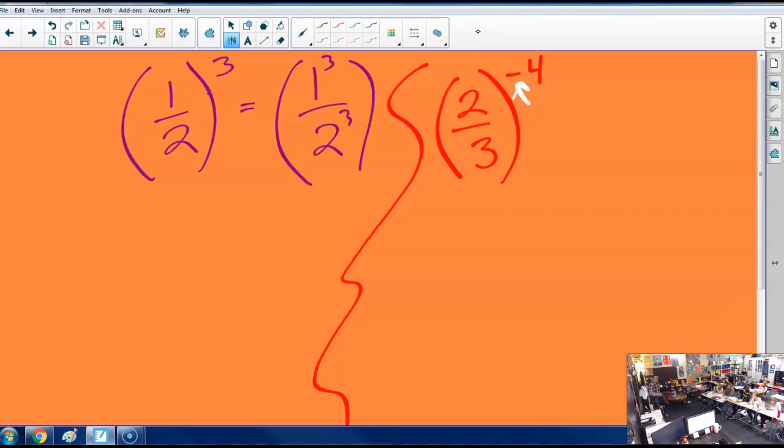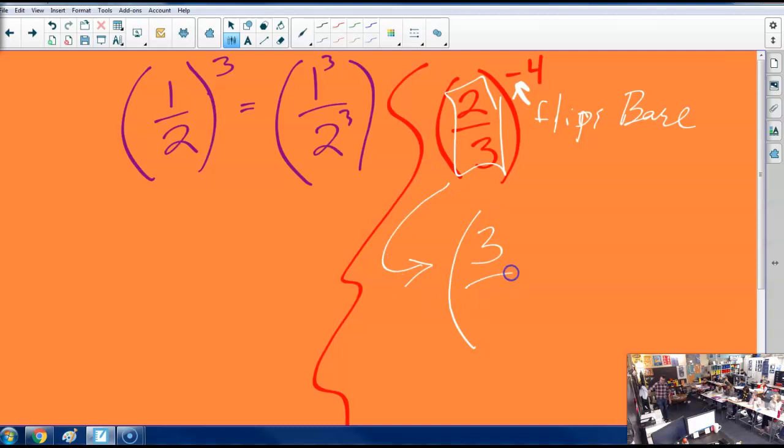Make it easier. This just flips the base. And this whole thing is the base. So this will become 3/2 to the 4th, which then becomes 3 to the 4th over 2 to the 4th. So when you have a negative power, sure, it means division.